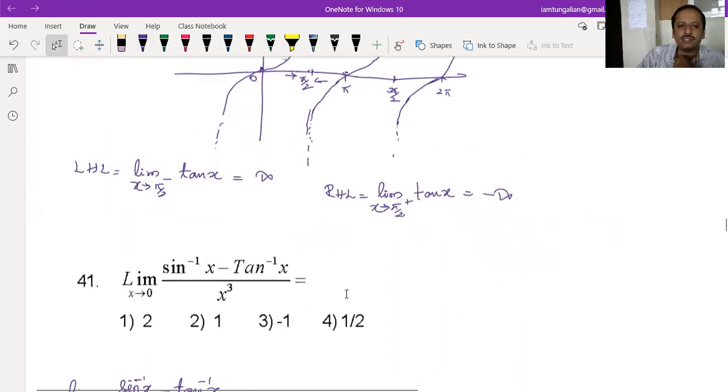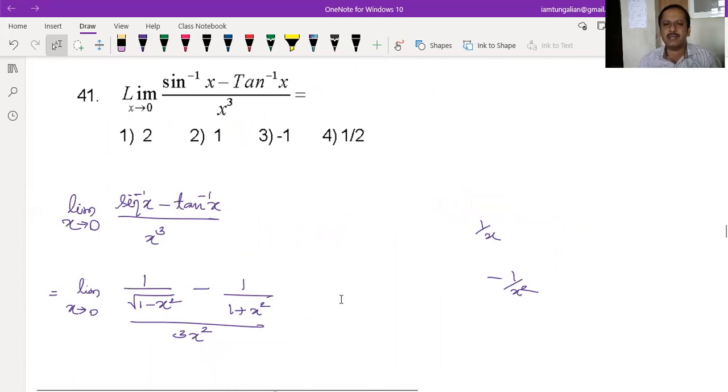Then 41st question. Limit x tends to 0, sin inverse x minus tan inverse x divided by x cube. Here if we directly apply the limit, you will get 0 by 0 because sin inverse 0 is 0, tan inverse 0 is also 0, and the denominator also 0. 0 by 0 is an indeterminate form. So use L'Hospital's rule. Derivative of sin inverse x is 1 by root of 1 minus x square, derivative of tan inverse x is 1 by 1 plus x square, and derivative of x cube is 3x square in the denominator. Again, if I apply the limit, I am going to get 1 minus 1 in the numerator, which is 0, and the denominator will be 0. So 0 by 0, an indeterminate form.